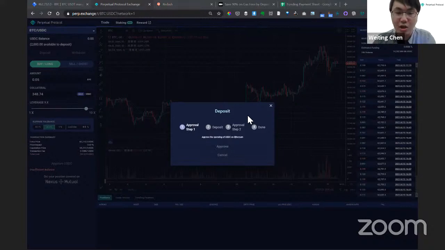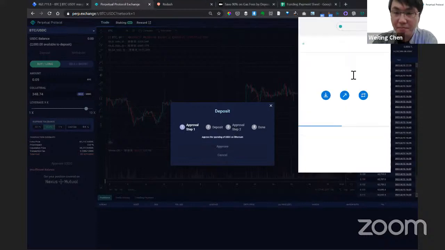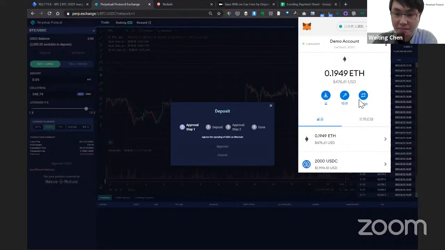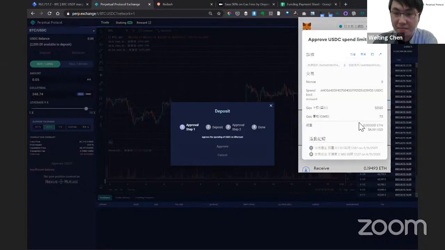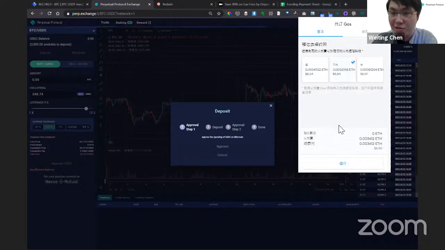Then it sends out a transaction on the Ethereum network. Usually this step takes around 1 minute, but it depends on how much gas price you set. We usually recommend people to top up and deposit USDC when the gas price isn't that high. And also, if you think you've waited too long, you could also speed up your transaction.